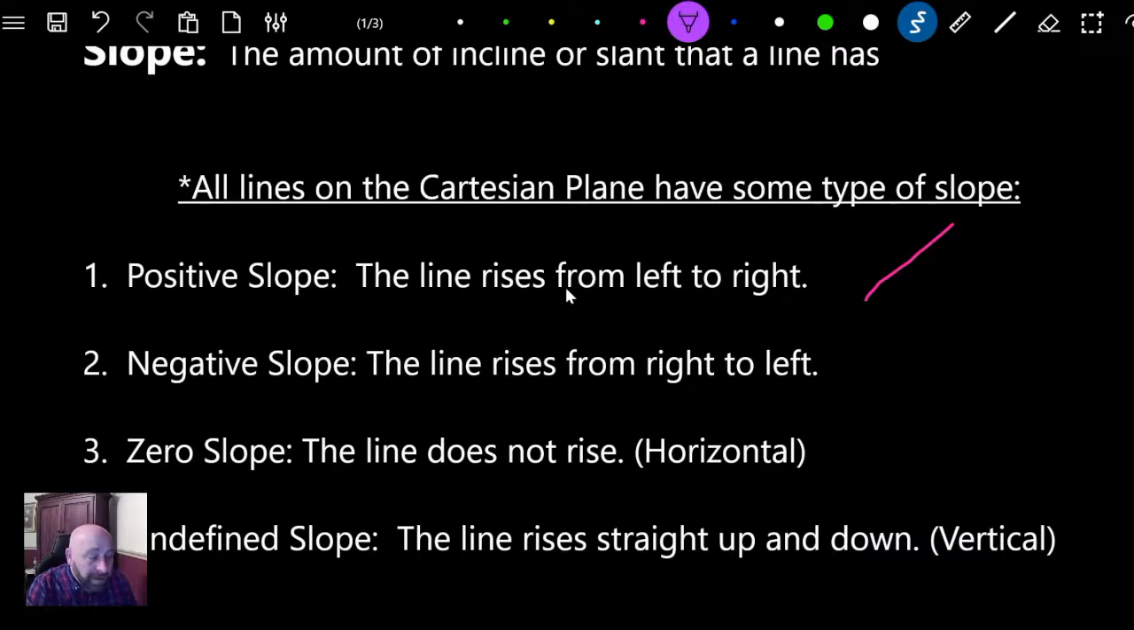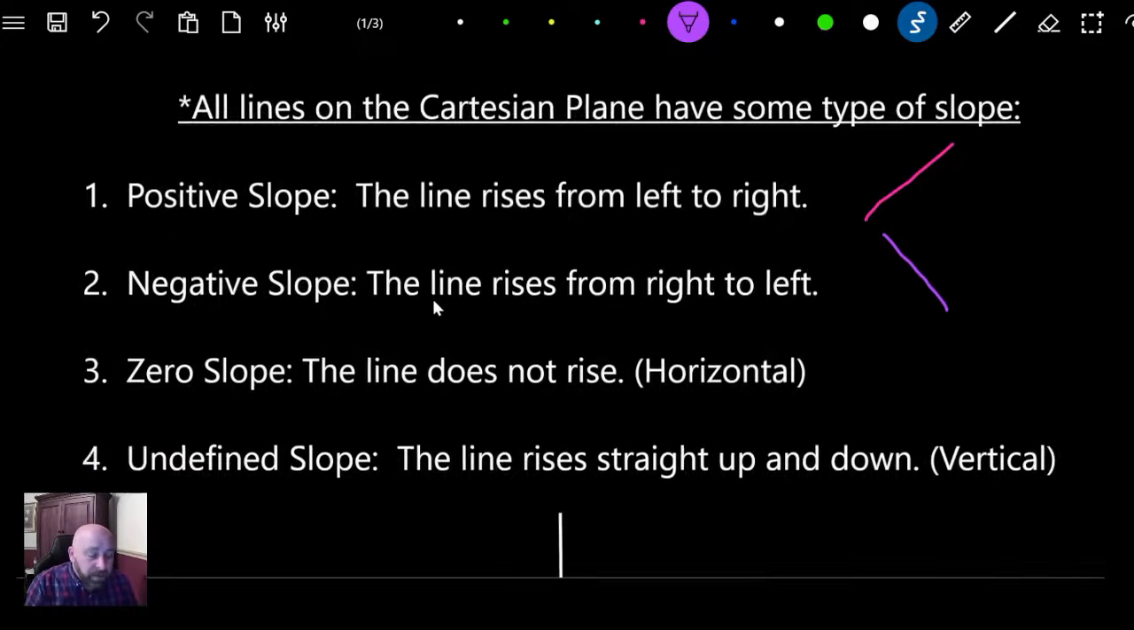Number two, negative slope. This is when it goes from the right to the left. So now we're starting at the bottom right and we're going up to the left. That would be a negative slope. And we'll talk about what all this means in just a minute and what it looks like. But let's just get some of these definitions out of the way.